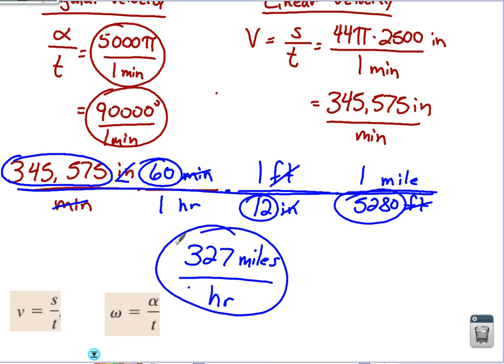So that's how fast you're traveling. Again, if a bug is on the tip of that lawnmower blade, and it's on the tip because it's all the way out, if a bug's on the tip of that lawnmower blade, it's traveling at 327 miles per hour.